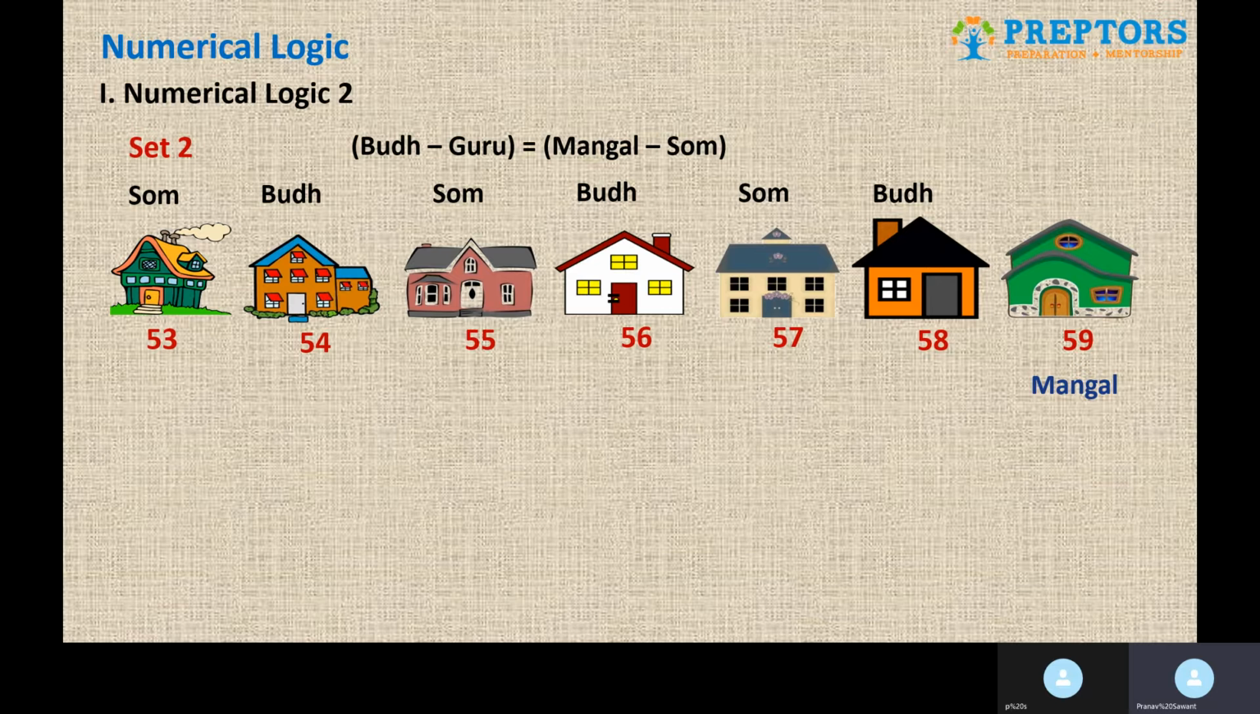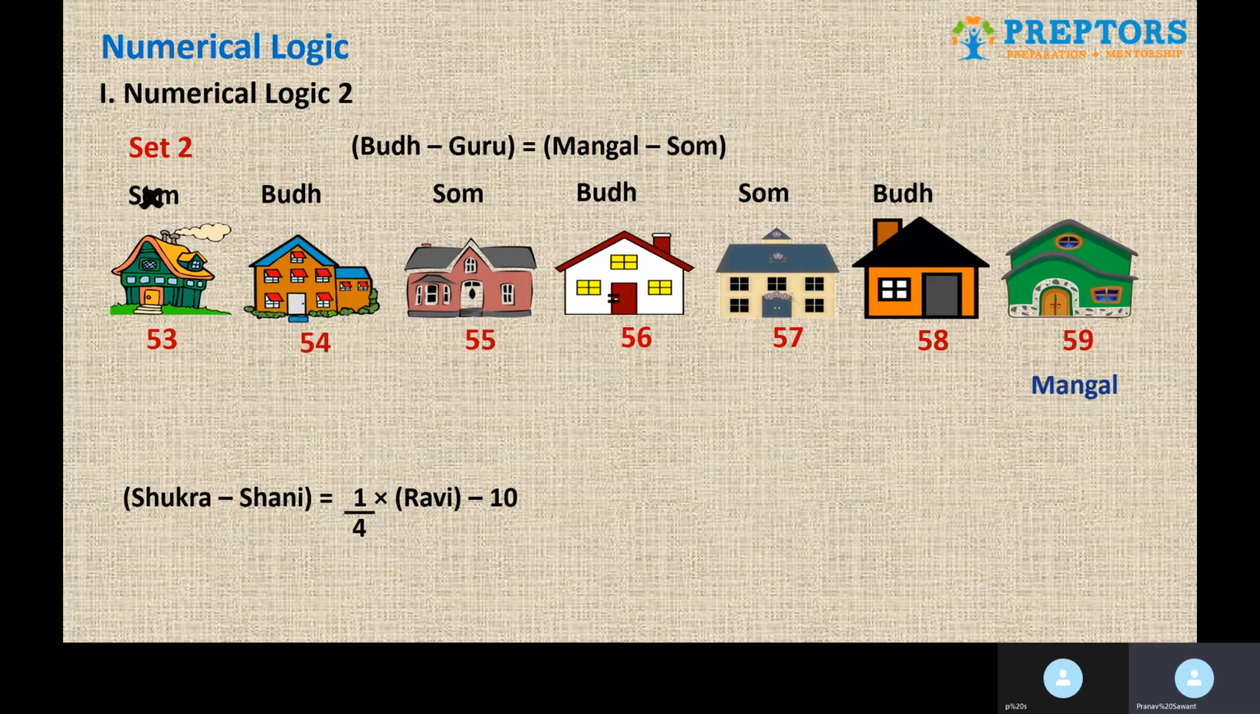This difference of 6 you will never get by considering the values within this range. If you do 58 minus 54, you will not get 6. You will not get 6 if you do 57 minus 55. You will not get 6 if you do 58 minus 56. You will get 6 only when it's 59 minus 53. This is what I mean by the extreme values. Hence, the value of Som can't be 53. So Som is out of option.